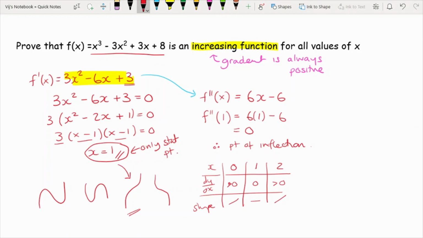So as you can see, for all values of x, it's going to be an increasing function. Although it's 0 at one point, it's not going down, which is what they're looking for. So therefore, it is an increasing function for all values of x. And there you go.